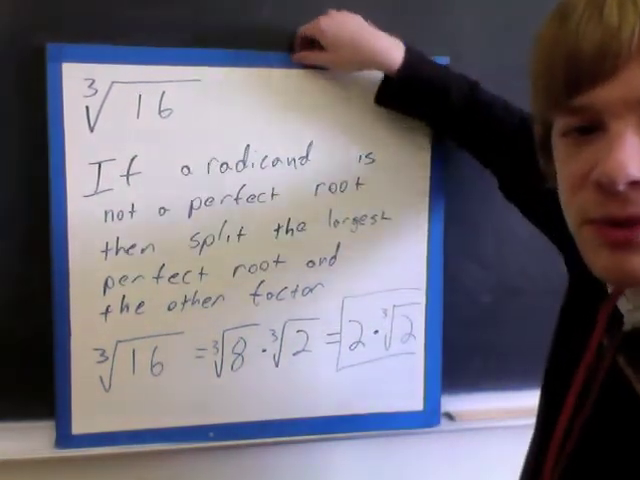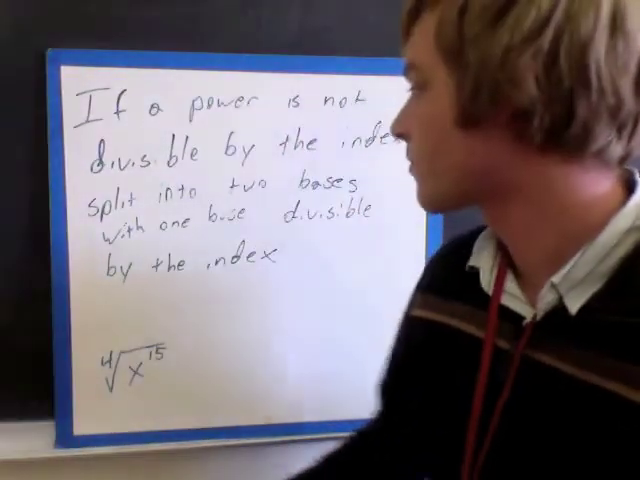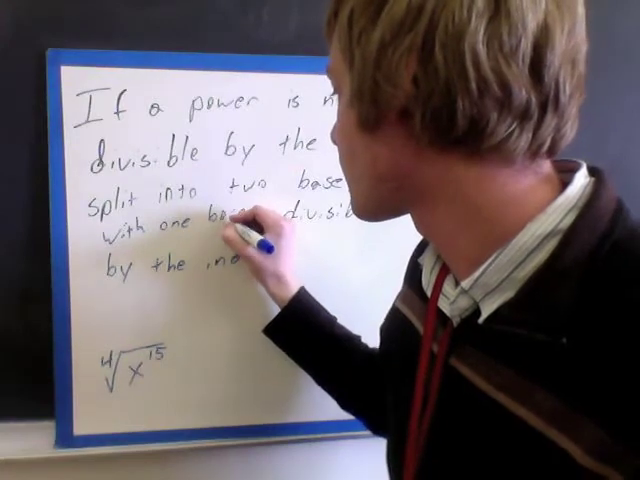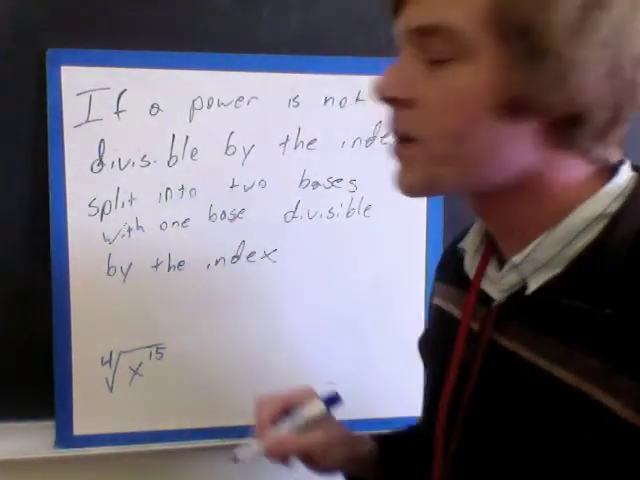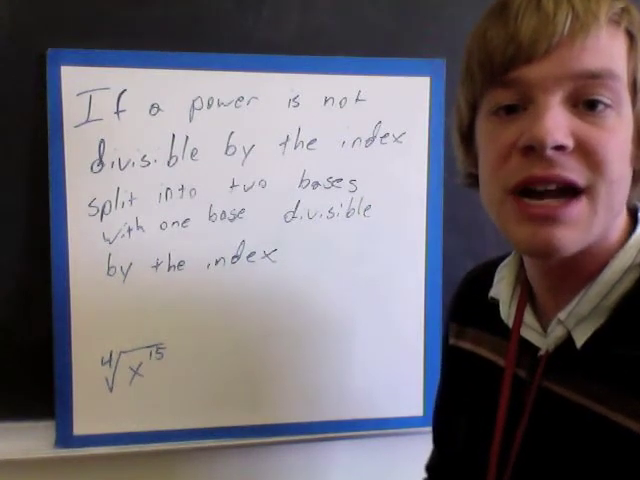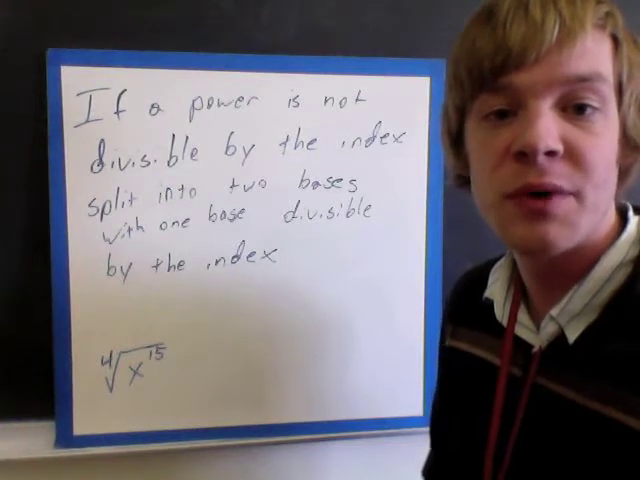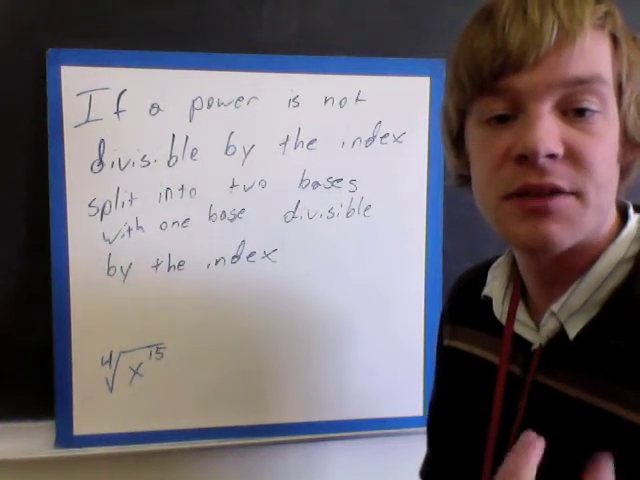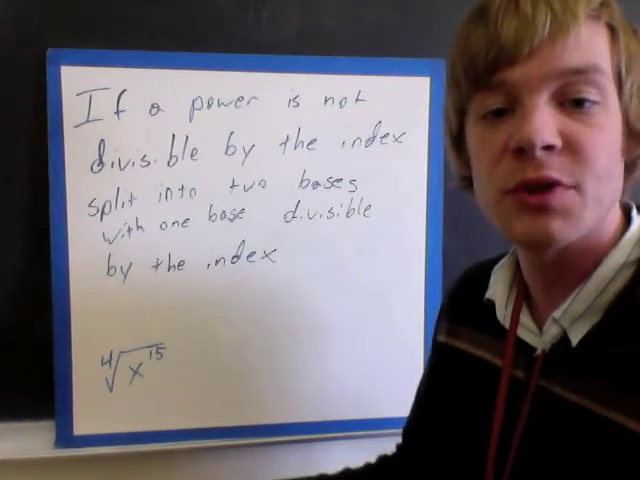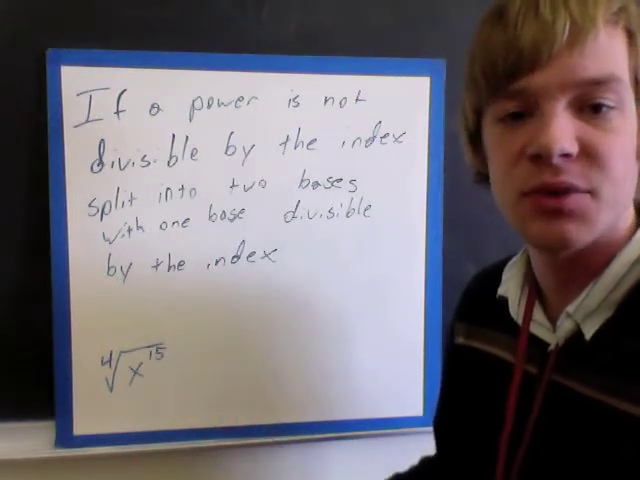Let's take a look at what happens when we have variables. So variables are very similar. If the power is not divisible by the index, we want to split into two bases, with one base being divisible by the index. Now the difference here is before, our two numbers multiplied to what we started with. In this case, our two numbers are going to add to what we start with.